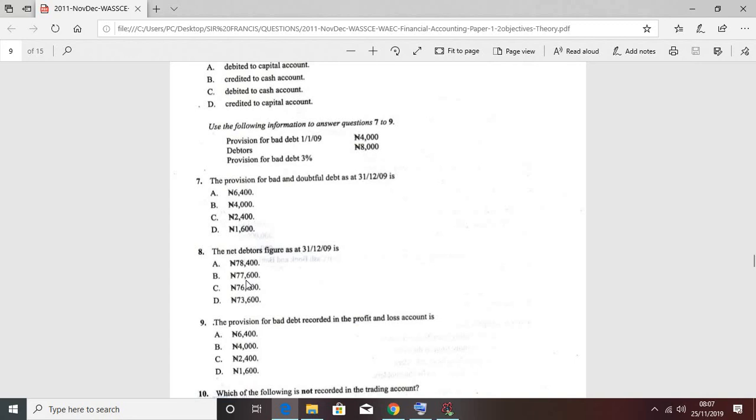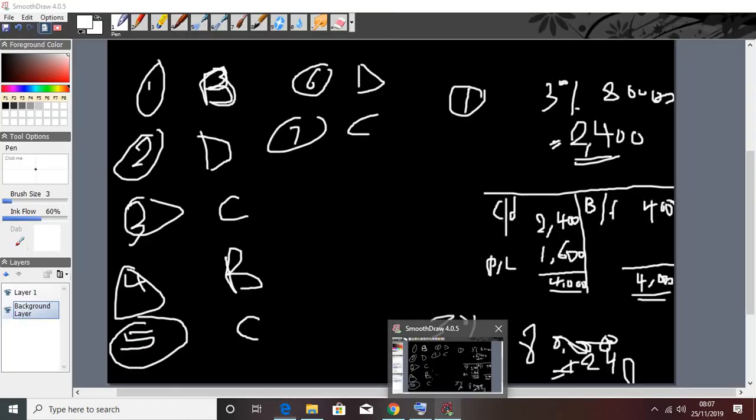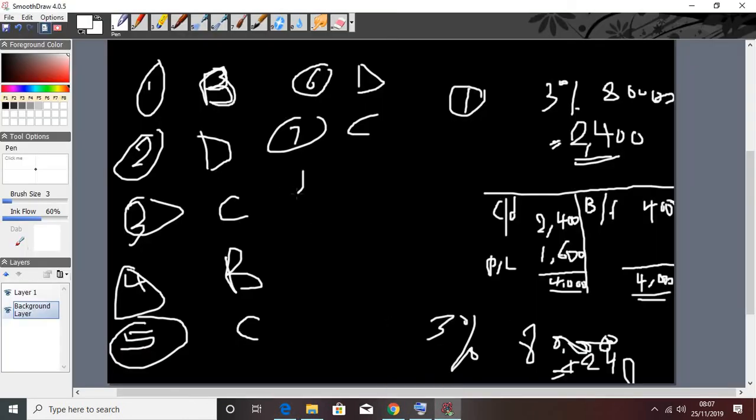77,600. So let's see if we have something like that in the options. So we have 77,600 to be option B. So question number 8 is option B. Okay, so let's use the information to see if you can get that. We get 240, so 8,000 minus 240. What are you going to get?